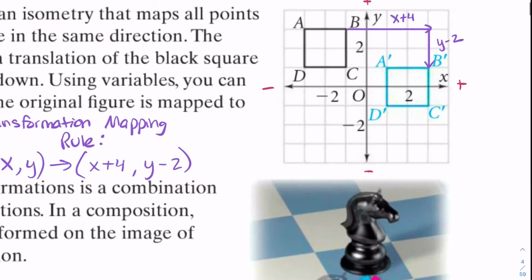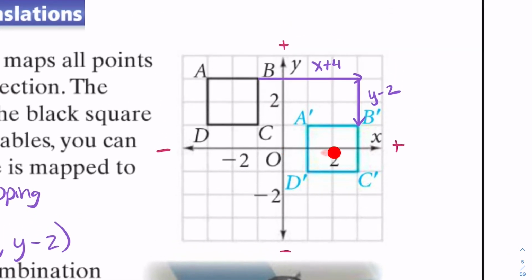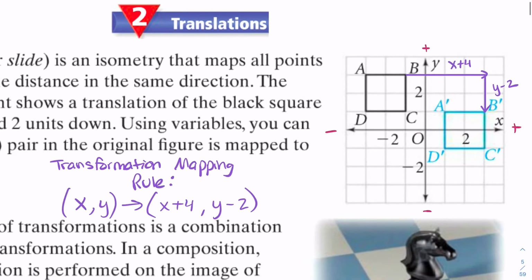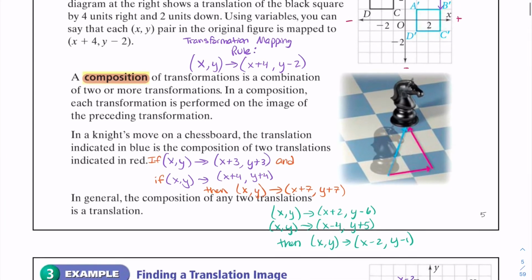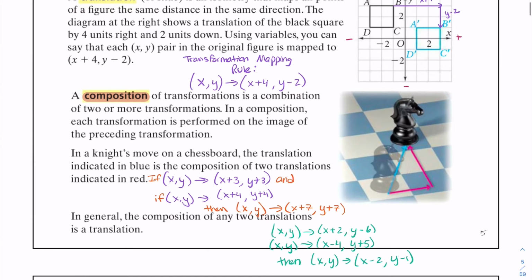And that's how I write it in that mapping with a little arrow to tell my reader that's what's happening. Don't forget, x's are positive this way, y's are positive this way, y's are negative this way, x's are negative this way. So that's why I wrote the plot positive and negative. And then the composition here is a combination of 2 or more transformations. In a composition, each transformation is performed on the image of the preceding transformation.